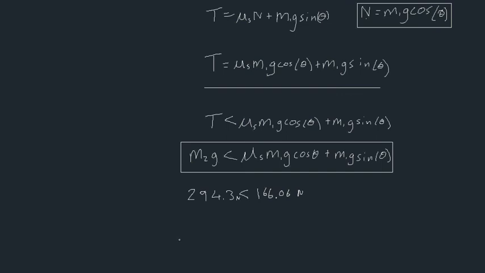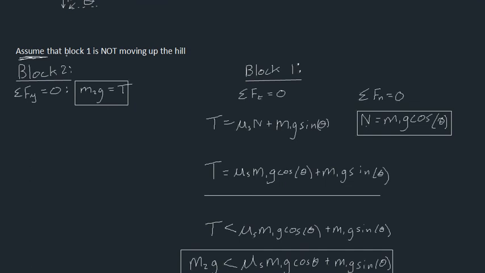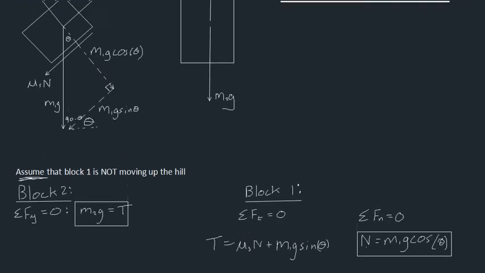Alright, well, tell me, based off kindergarten maths, is 294 less than 166? I don't think so. So consequently, this inequality is not true. As a result, our initial assumption is not true, meaning that our block does in fact slide up the hill, right? Our block does in fact slide up the hill.